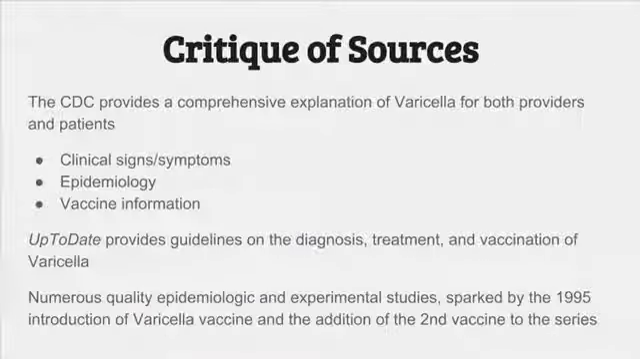The CDC provides a comprehensive explanation of varicella for both providers and patients. Included on their website are clinical signs and symptoms of varicella, epidemiology of the virus, and vaccine information. UpToDate also provides guidelines on the diagnosis, treatment, and vaccination of varicella and is updated as new information is provided. There are numerous quality epidemiological and experimental studies that have been sparked by the 1995 introduction of varicella vaccine and the addition of the second vaccine to the series.